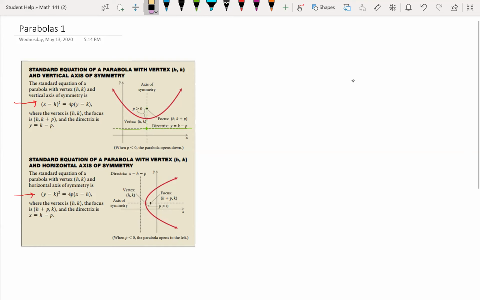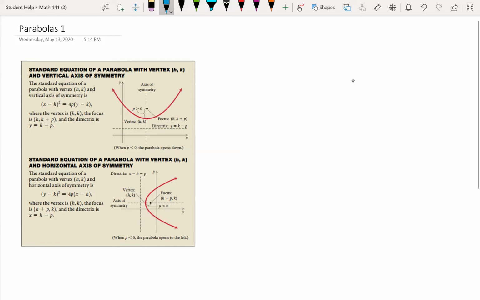Now, I posted on Canvas a website that shows you how a parabola is formed, and it comes from creating a set of points that are equidistant, the same distance from the focus to the parabola and then down to the directrix. So those two blue lines would be the same length. You can check that out on the internet to see examples of how that's created.